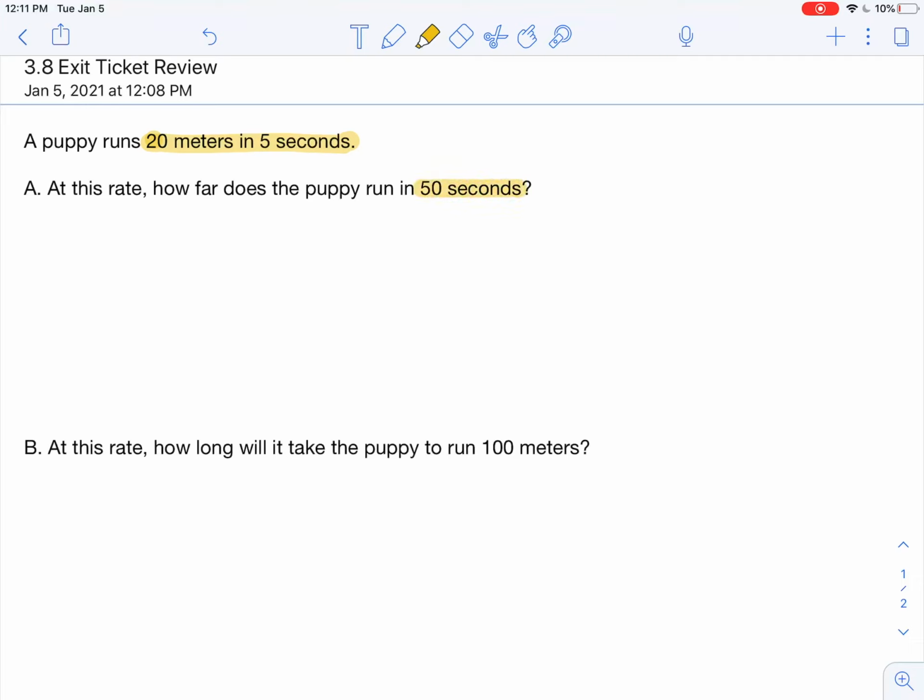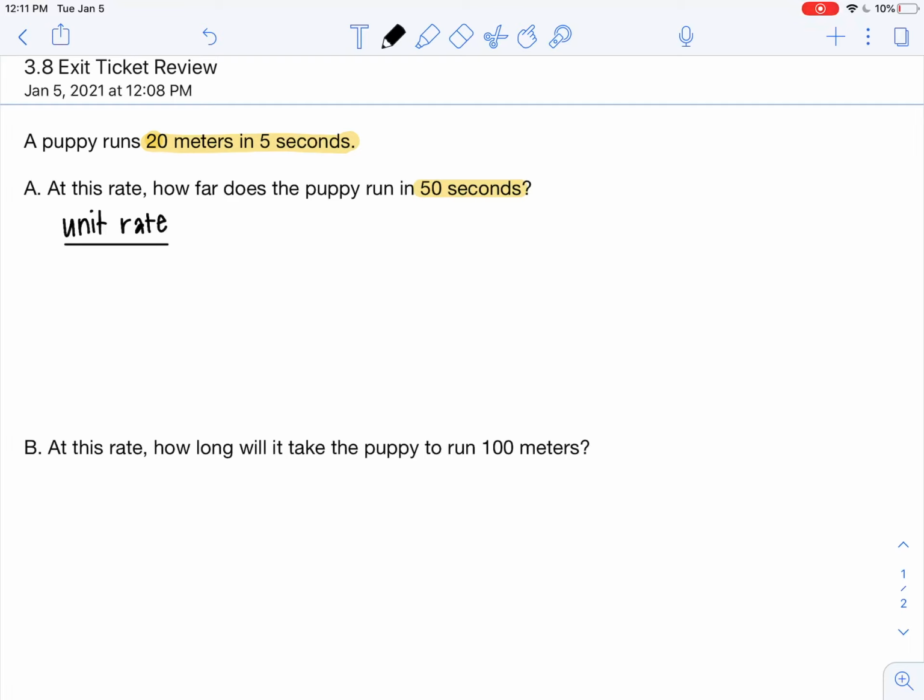Now, I want to be clear that there are two ways to solve this problem. The first way to solve this problem is to find the unit rates. So I'm going to go ahead and label this my unit rate strategy. And this is the strategy that's always going to work. No matter how tricky the numbers are, you should not get tripped up too easily if you rely on the unit rate strategy. So I know that the puppy runs 20 meters in 5 seconds.